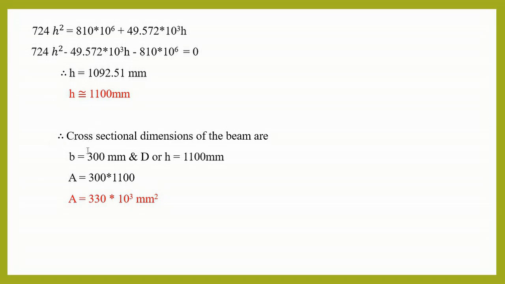Okay. Next is the cross-sectional dimension of the beam. Already width was known, B is 300 mm, depth we have found out, D, capital D or H both are same, is 1100 mm. So area will be B into D, 300 into 1100 will give you A equal to 330 into 10 power 3 mm square.